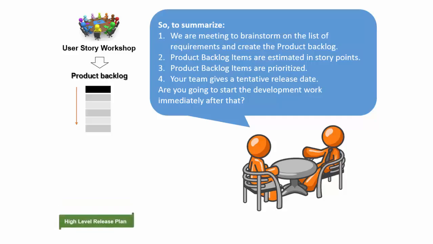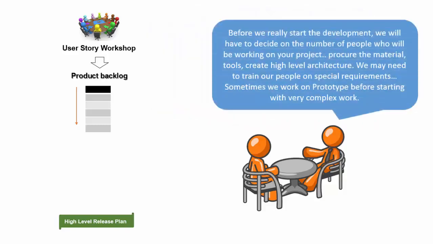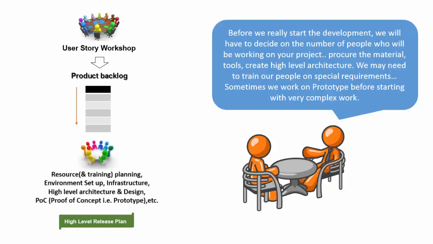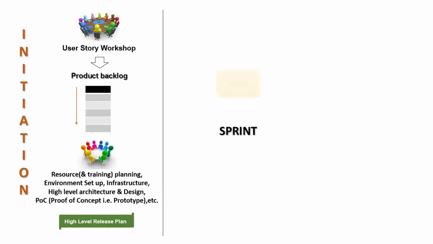Are you going to start the development work immediately after that? Before we really start with the development, we will have to decide on the number of people who will be working on your project. We need to procure the material, tools, and create a high-level architecture. We may need to train our people on special requirements too. Sometimes we work on a prototype before starting with a very complex work. All these activities are under the first phase called the initiation phase or sprint 0. After that, we can start with the first iteration, that is sprint 1.